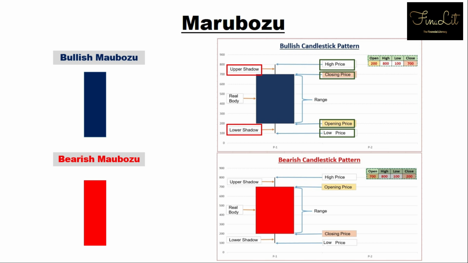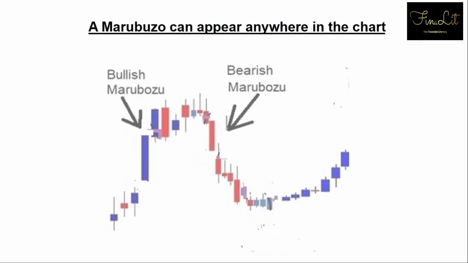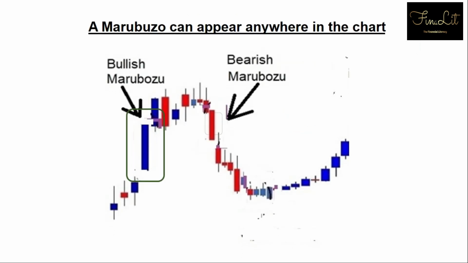A bearish Marubozu indicates that there is so much selling pressure in the stock. Sell around the closing price of a bearish Marubozu. Keep the high of the Marubozu as the stop loss. A Marubozu can appear anywhere in the chart, irrespective of the prior trend. The trading implication remains the same.